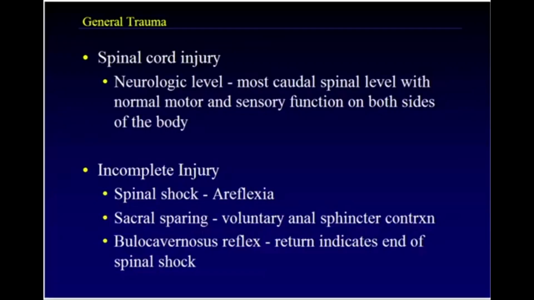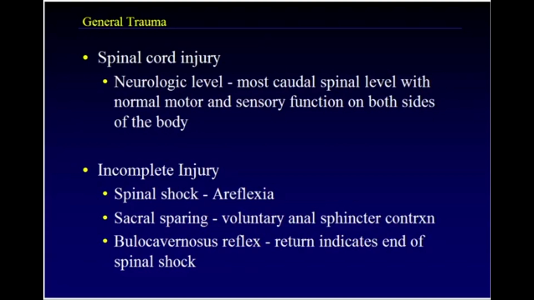Now, we're going to talk a little bit about spinal cord injuries, and I think this might be covered a little bit more in depth in the talk that was given to you previously on spine, but I did want to go through some of the basic facts of spinal cord injury, and particularly the spinal cord syndromes, because those do seem to show up on tests. Remember that the neurologic level with the spinal cord injury is defined as the most caudal spinal level that has normal motor and sensory function bilaterally. So the motor and sensory function have to be intact on both sides of the body.